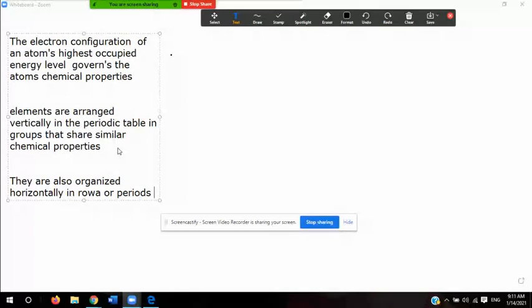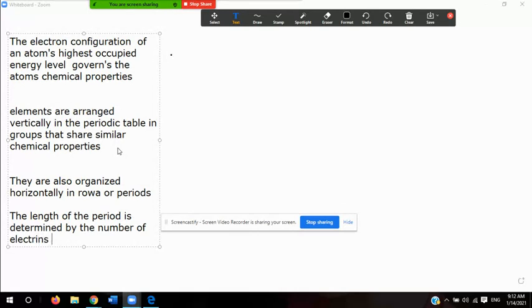And the length of the period is determined by the number of electrons. So this is worth noting: the length of the period is determined by the number of electrons that can occupy the sublevels being filled.